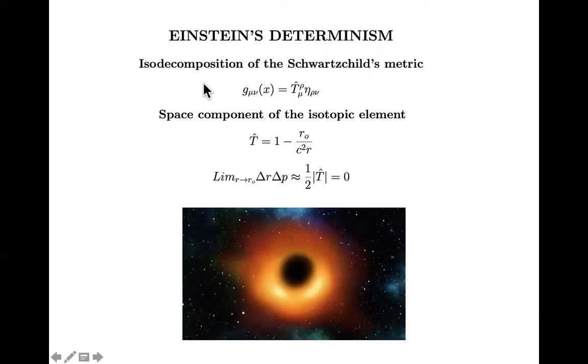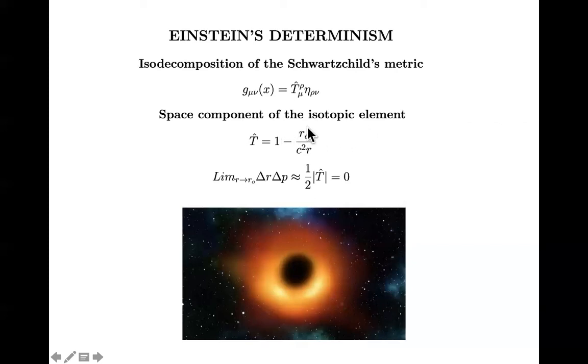First, consider the historical Schwarzschild metric and decompose that metric in the product of the Minkowski metric multiplied by a 4x4 matrix. Then identify the isotopic element of the preceding slide with the space part of that 4x4 matrix. Why the space part? Because we have studied only the space aspect of the EPR argument, and we have not studied its space-time counterpart.